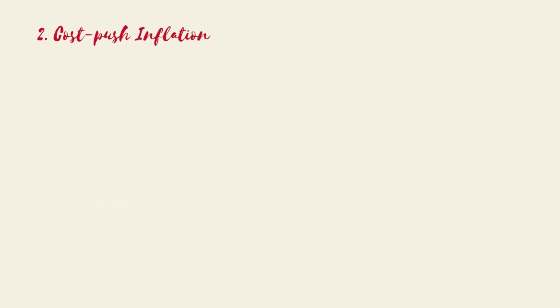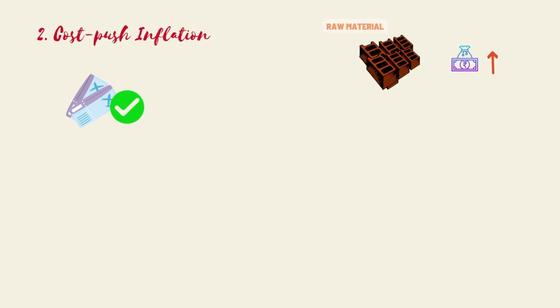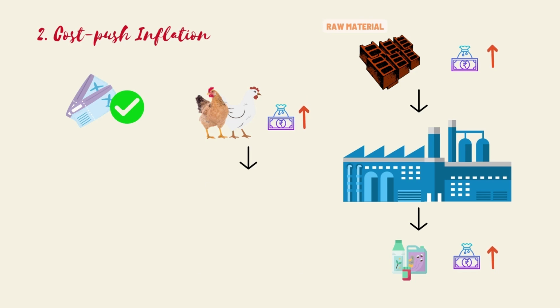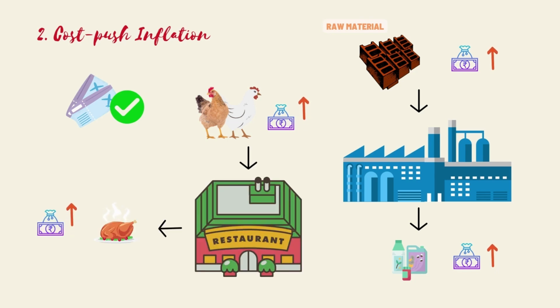2. Cost push inflation. When demand pull inflation is going strong, and when raw materials costs increase for businesses, the businesses in turn must raise their prices, regardless of demand. Example, when the price of chicken keeps going up, eventually your favorite restaurant will need to charge more for the food items.